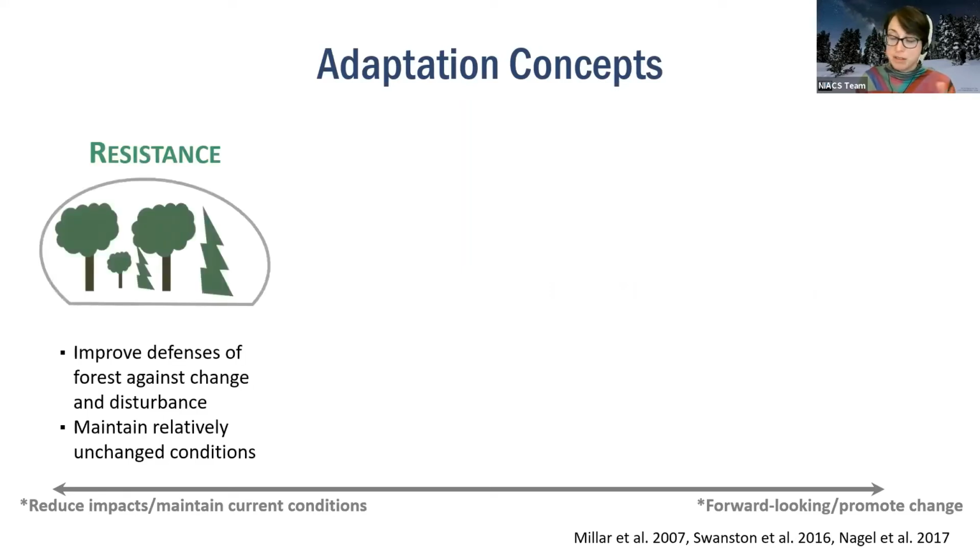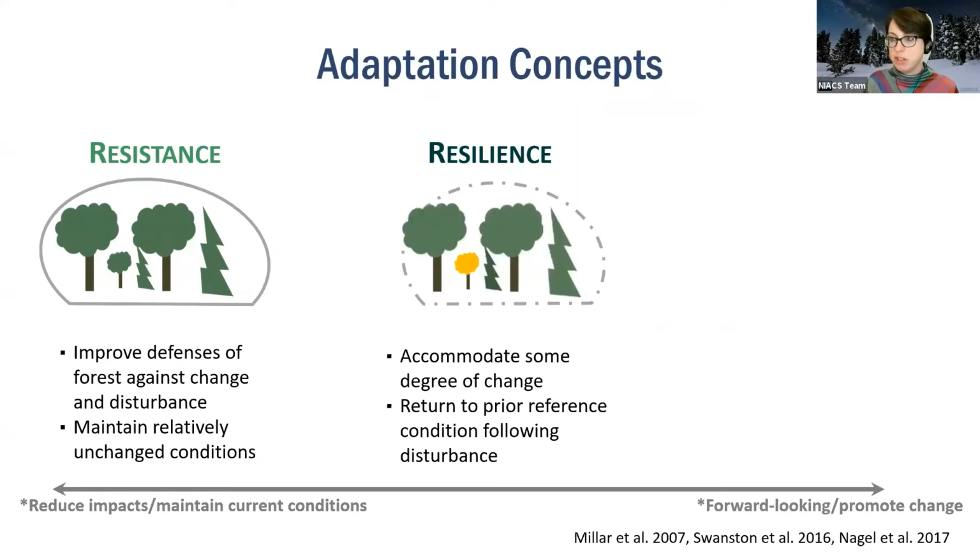As Patricia described, and you'll also see in that video, we have several options on this continuum of reducing climate change impacts, all the way to the left here, really trying to maintain current conditions at all costs, all the way to very forward-looking options that can promote change. And so just as a refresher, we're talking in big, broad strokes here. Resistance options are all about approaches that can help us improve the defenses of that ecosystem and maintain relatively unchanged conditions. In a lot of ways, it's like thinking about your ecosystem with a bubble wrapped around it. You're not going to let anything change within that bubble.